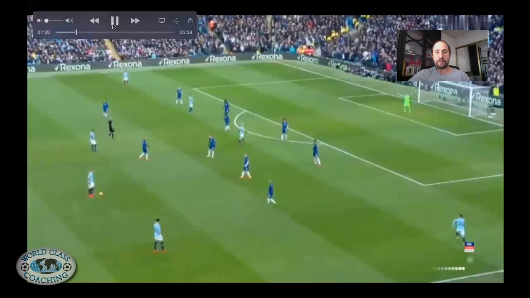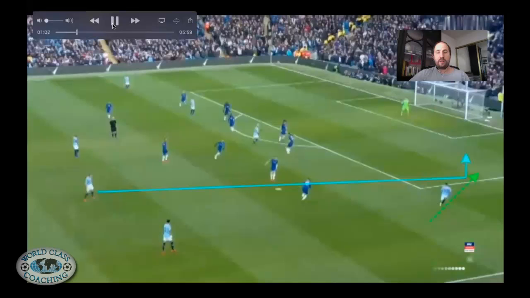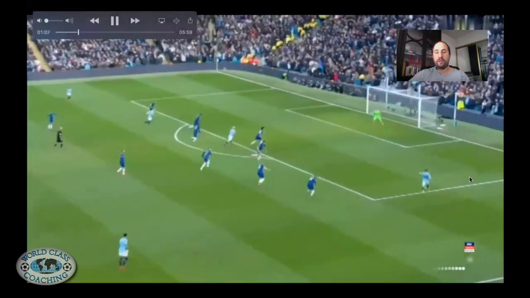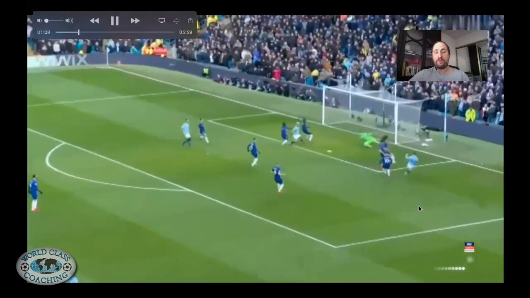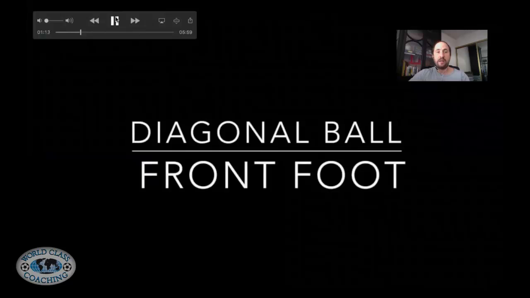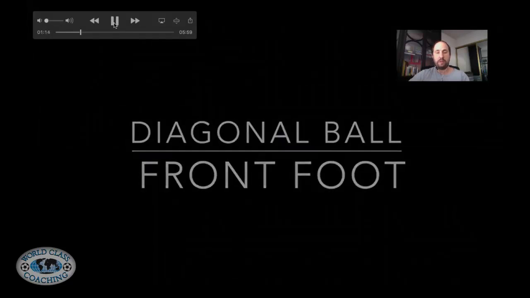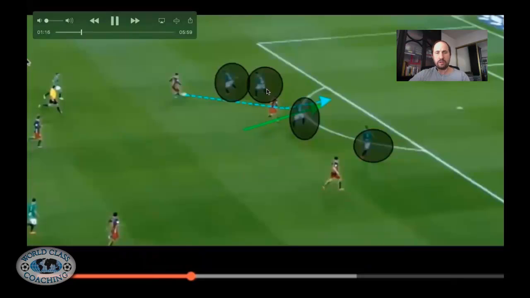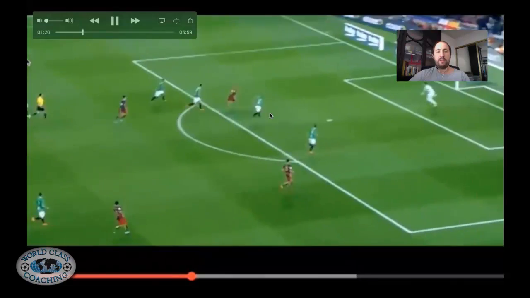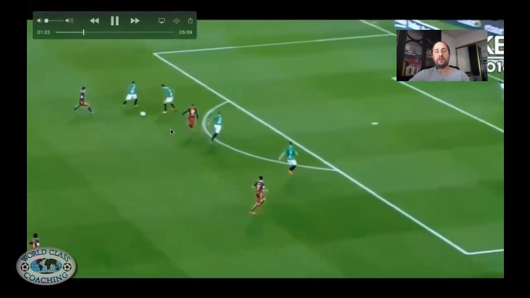So for the diagonal ball, you're counting on the deflection of your teammate. So you pass with a lot of pace, or considerable pace, so that the defenders cannot get it, because you're counting on your teammate to deflect the ball towards where you want it to go. And now you're looking for the front foot of your teammate. So you can see here, there's not much space, but finding the front foot of your teammate is one way to get in behind.